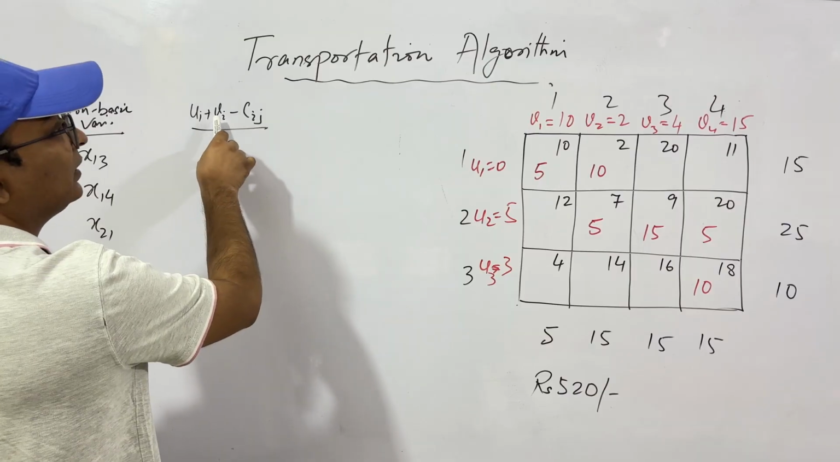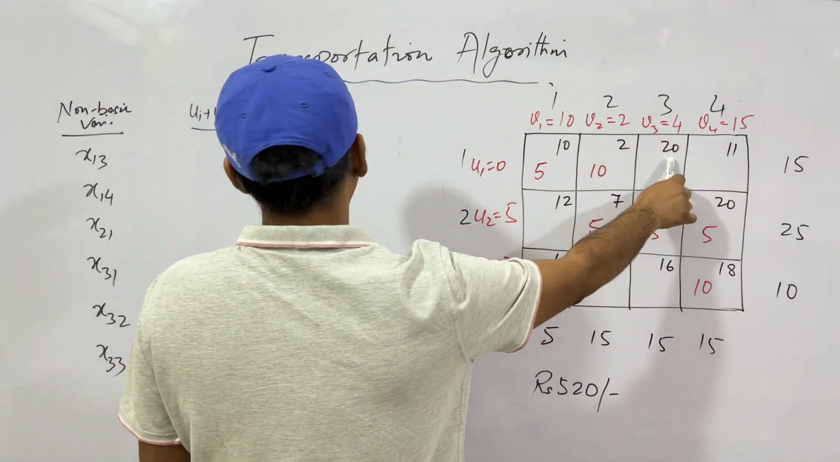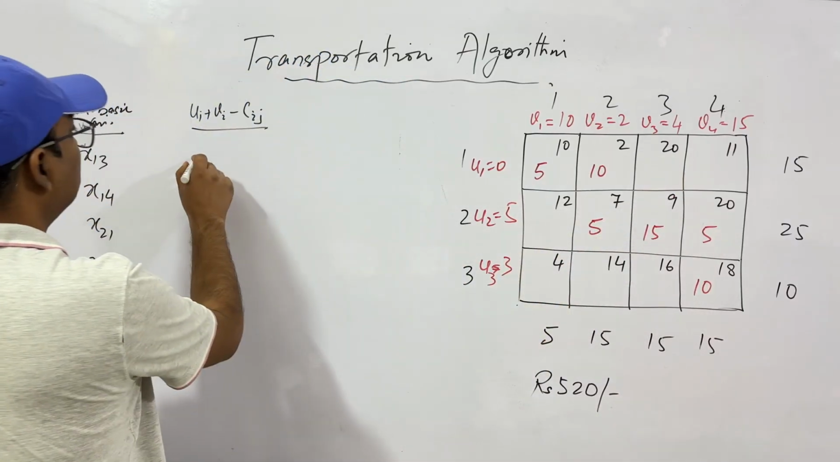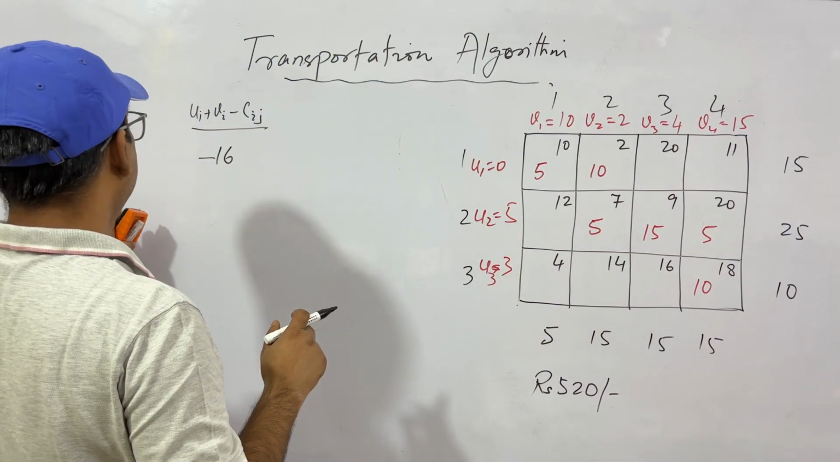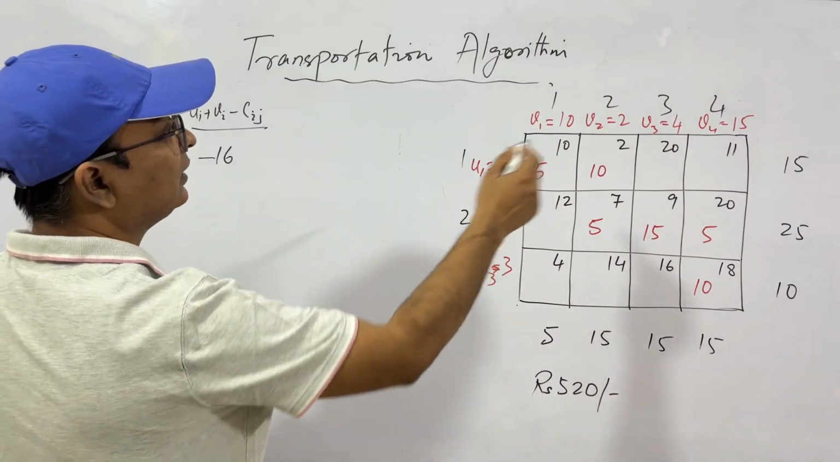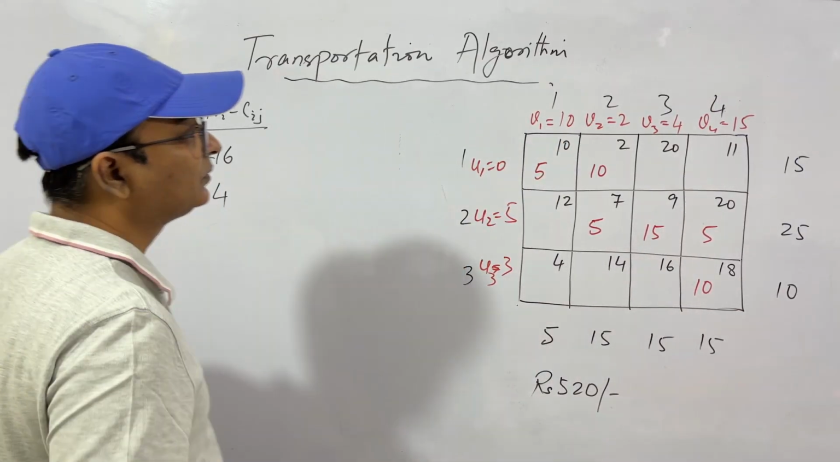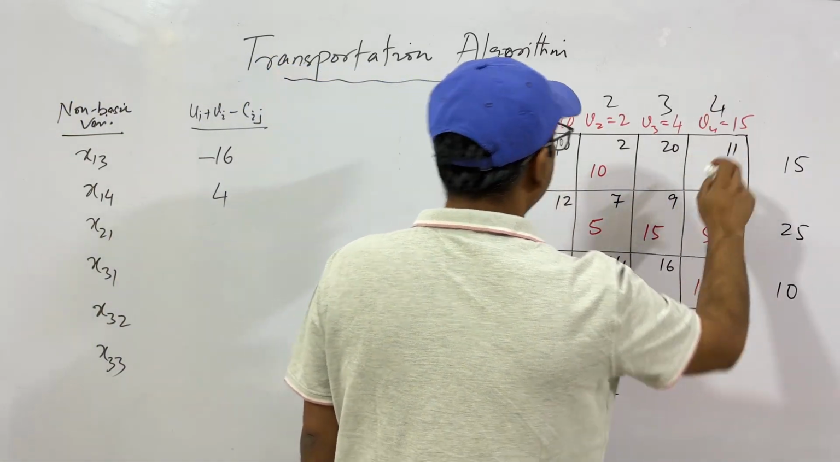u1 plus v3, u1 plus v3. So 0 plus 4, 4 minus cij, 4 minus 20, minus 16. So the value is minus 16. Next thing, 1 4. So u1 is 0, v4 is 15. So 15 minus 11. So this is 4. Clear? See, u1 plus v4 minus cij. So it is 15 minus 11.